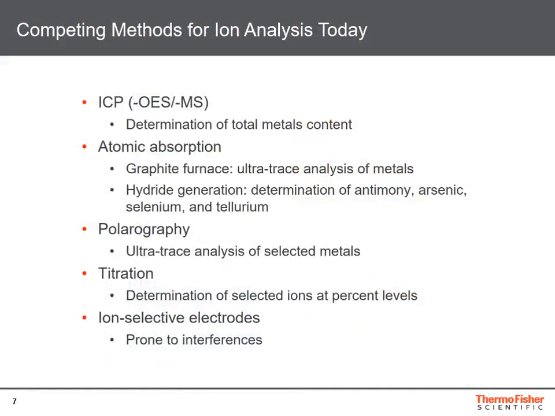Although ion chromatography is the most dominant method in ion analysis today, there are of course a number of competing methods on the market. Whenever the total metal content of a sample is of interest, people are usually choosing ICP in the two application forms, such as ICP-OES, optical emission spectrometry, or ICP-MS.